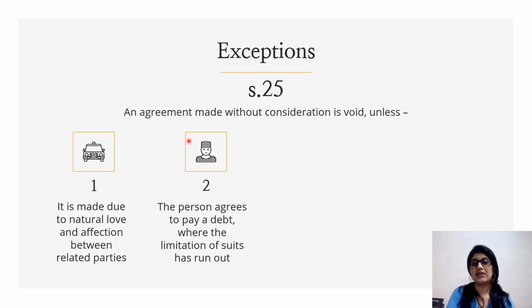2. If a person agrees to pay a debt where the limitation of suits has run out. In this situation, if the limitation of suits had not run out, the creditor should have been able to legally enforce the repayment of the debt. So if it was a legally enforceable debt, but the limitation of suits has run out, and then the person who is in debt promises that even though the limitation of suits has run out, I will pay you back the money, then that will also be considered as a contract.